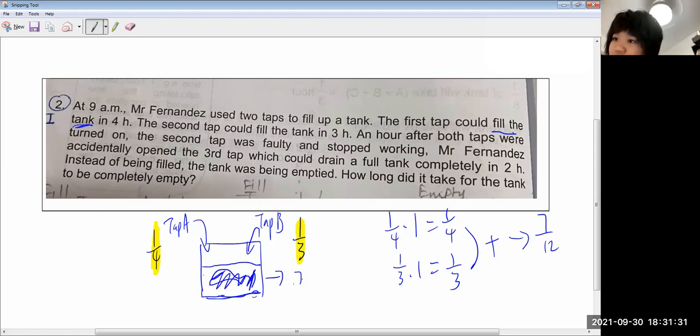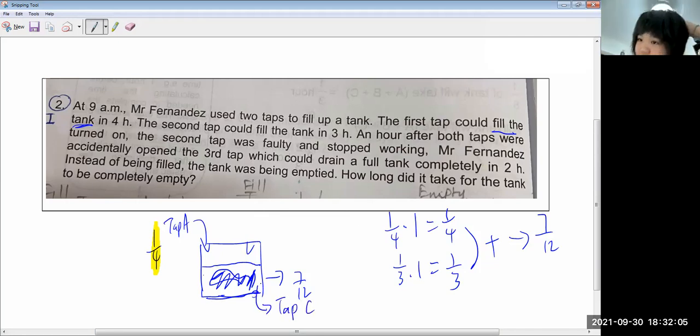Okay, 7/12. Next. Then the second tap stopped working. That means basically machine B broke down, and you only have tap A to finish the job. Then Mr. Fernandez accidentally opened the third tap, which could drain a full tank. Wow, they make it more complicated. They have a tap C here, and this tap C lets water go out.